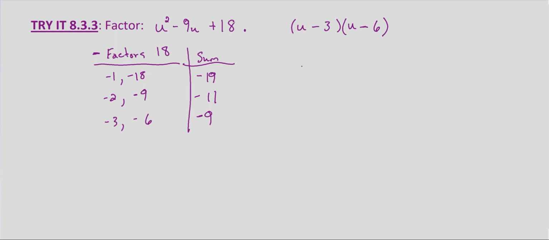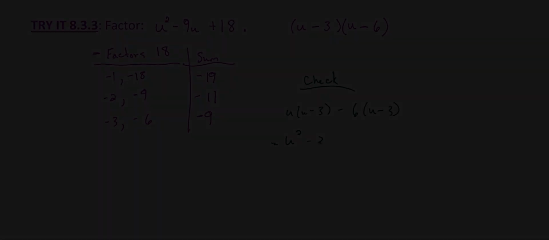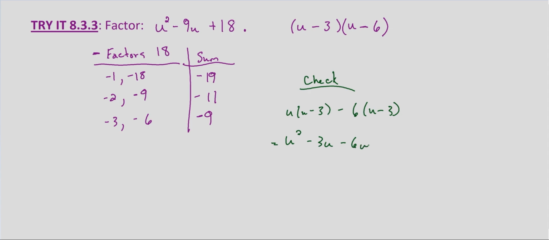Now to check that, we just multiply back through. This ends up being u times u minus 3, minus 6 times u minus 3. And then this ends up being u squared minus 3u minus 6u plus 18, which ends up being u squared minus 9u plus 18, which is what we started with, verifying that this is our factored solution.